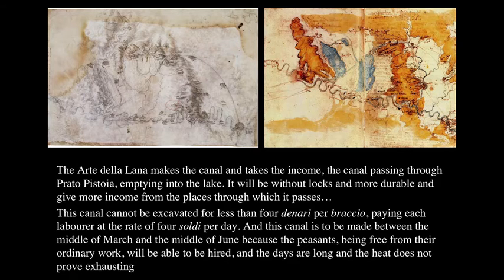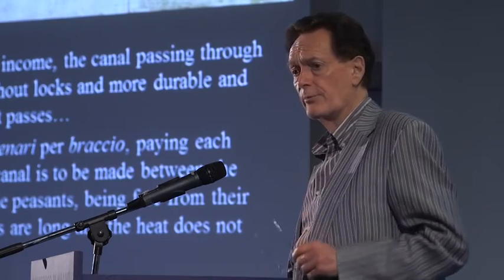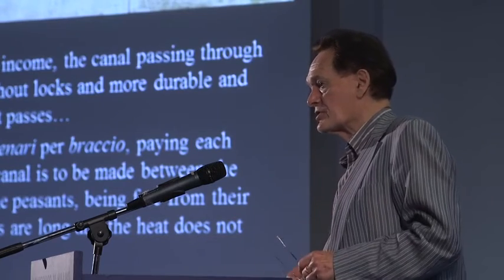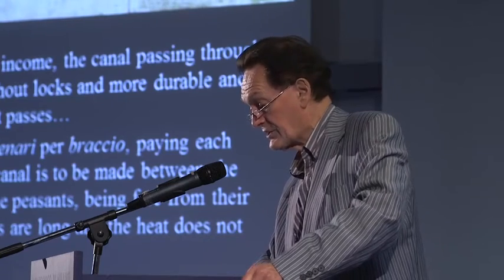This canal cannot be excavated for less than four denarii per braccio, paying each labourer the rate of 4 soldi per day. And this canal is to be made between the middle of March and the middle of June, because the peasants, being free from their ordinary work, will be able to be hired, and the days are long, and the heat does not prove exhausting. I think that's a lovely quote, isn't it, Leonardo, thinking about this. I'm not quite sure why the peasants are unemployed during those months, if anybody's got an idea as to why they suddenly become free in the spring, and maybe we can work out what Leonardo is up to there.